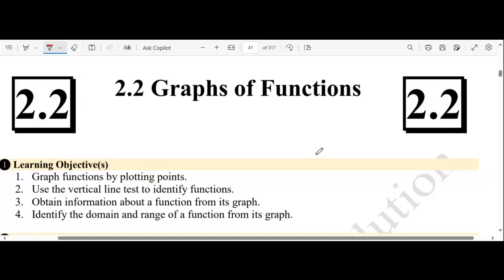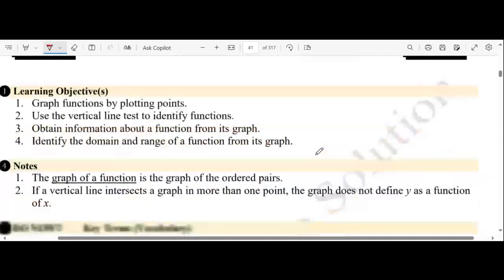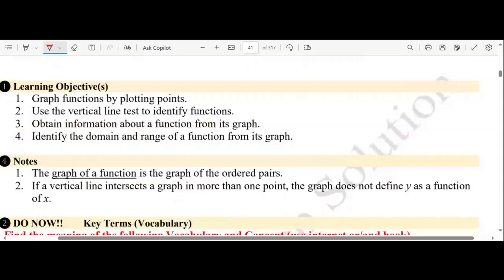2.2 Graphs of functions. Learning objectives: 1. Graph functions by plotting points. 2. Use the vertical line test to identify functions. 3. Obtain information about a function from its graph. 4. Identify the domain and the range of the function from its graph.